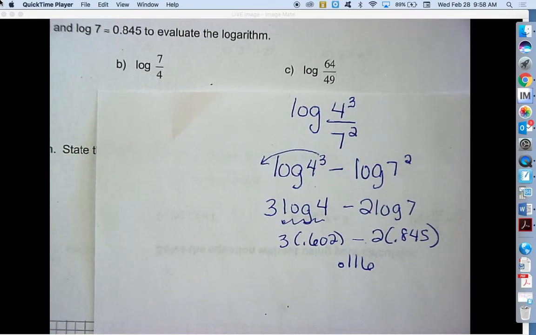So write the numbers as powers, make it division, so it creates a subtraction problem, and then that power property says you move the power to the front to change it to multiplication.